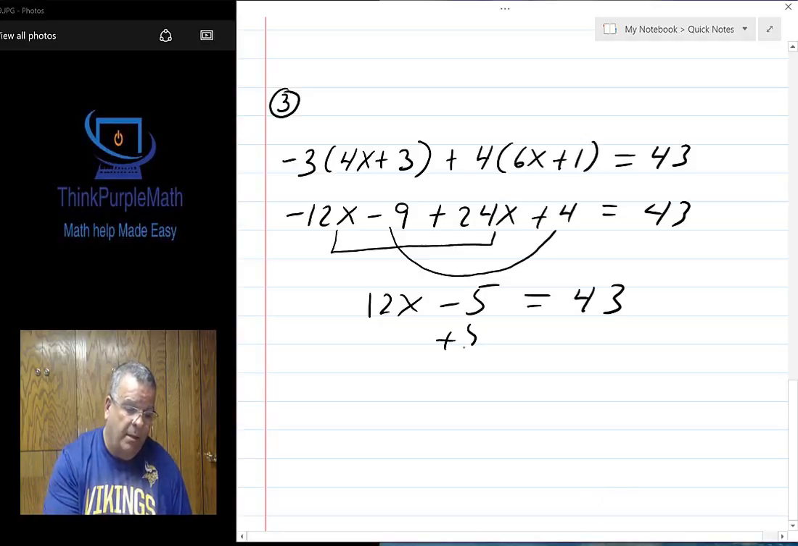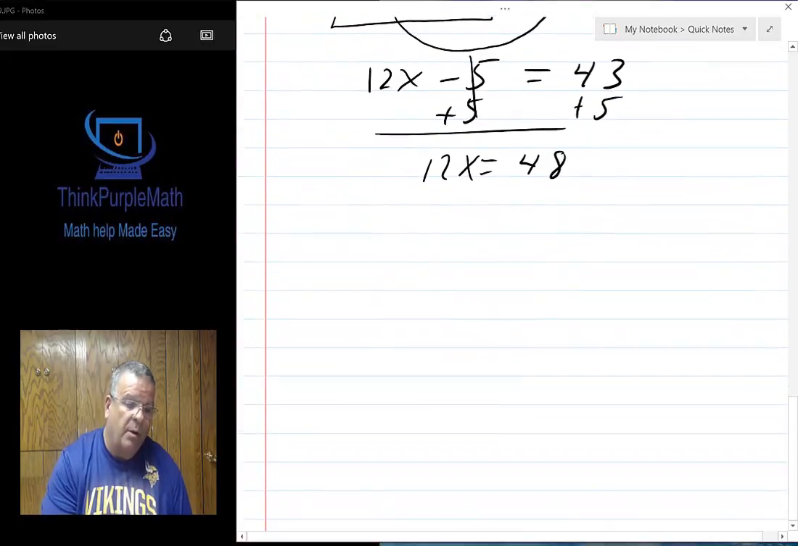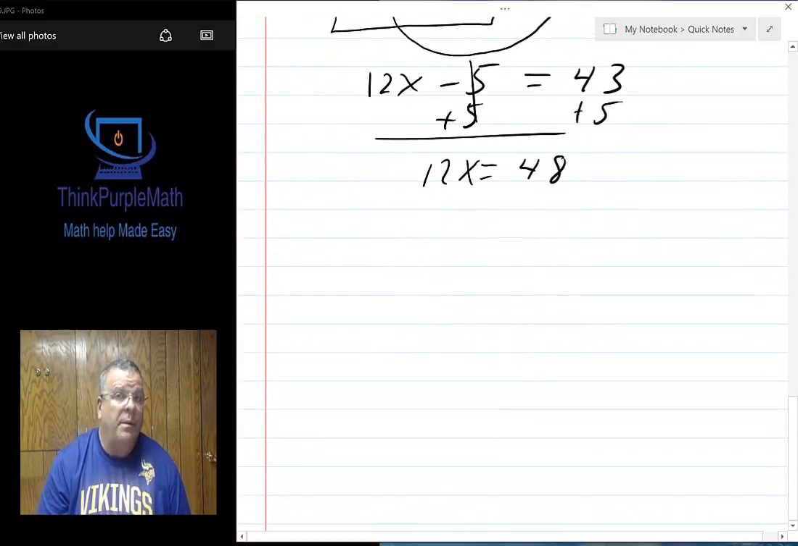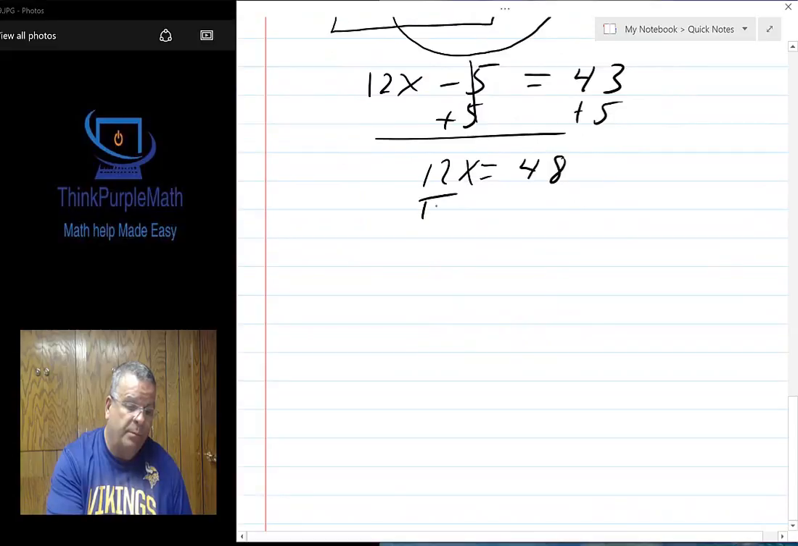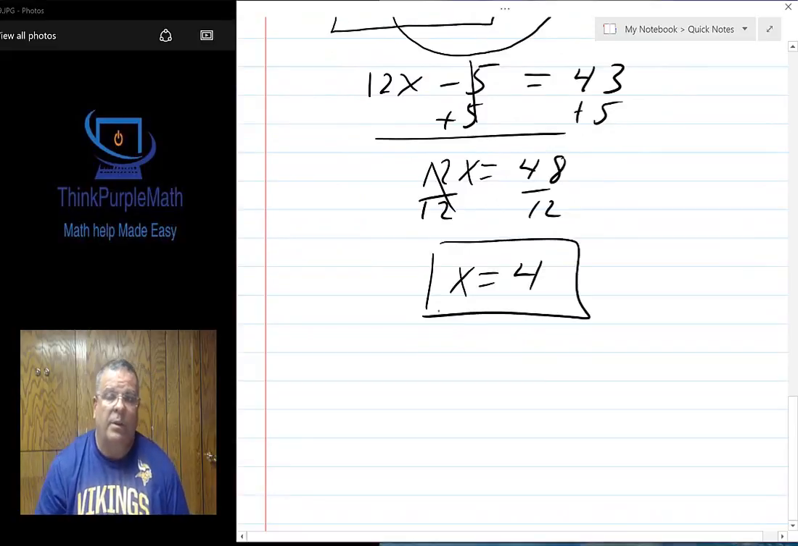Two-step equation, we add 5 to both sides. 12x is equal to 48. We scroll it on up. Our last step is divide by positive 12. And x is equal to positive 4.